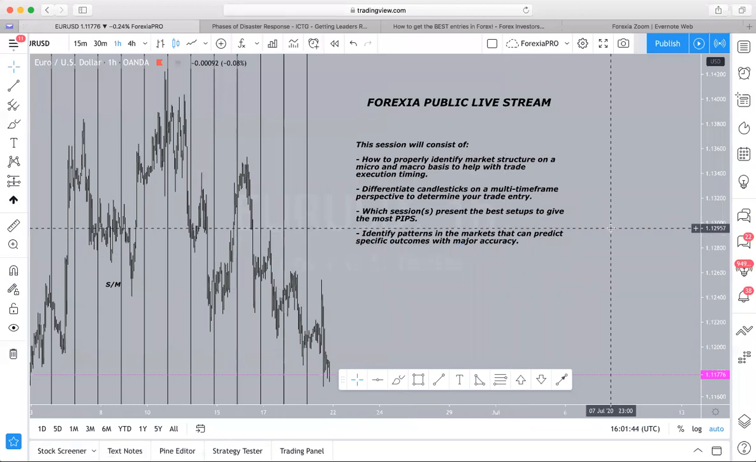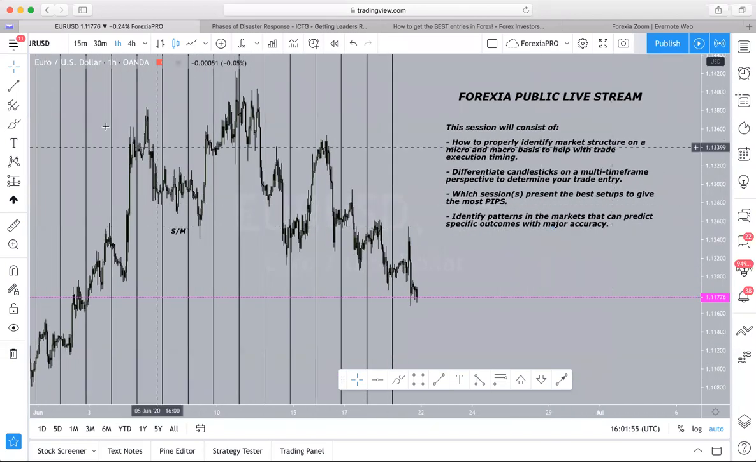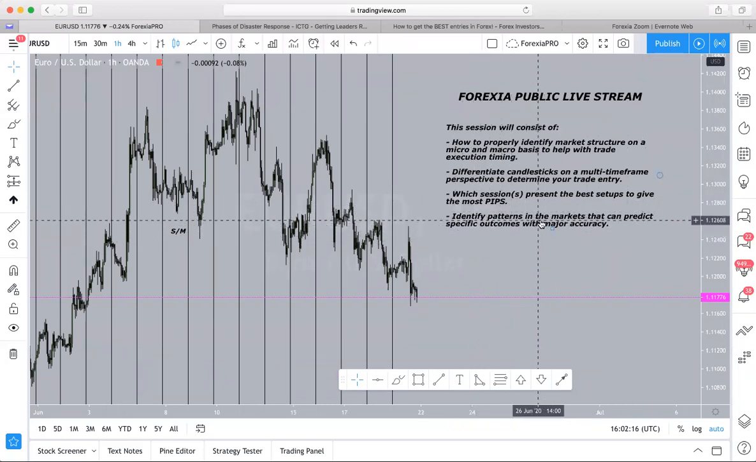How to properly identify market structure on a micro and macro basis to help with trade execution timing. So basically going over micro and macro via different time frames and the structure. Differentiate candlesticks on a multi-time frame perspective to determine your trade entry. Which sessions present the best setups to give the most pips, and how to identify patterns in the markets that can predict specific outcomes with major accuracy.